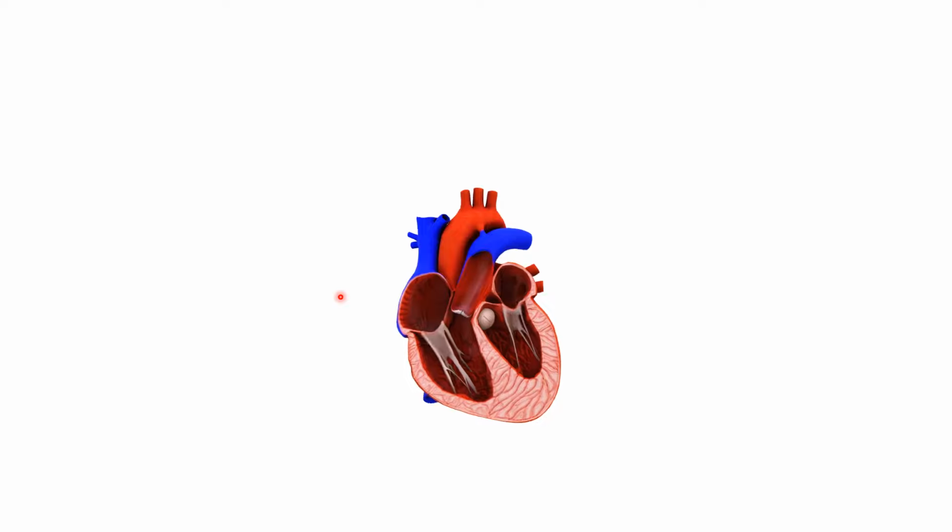So, like in tetralogy of Fallot, the aorta here will be overriding, and then the pulmonary artery will become stenosed, will become narrowed, and then the ventricle will become hypertrophied. And of course, we're going to see ventricular septal defect here. This is from the left side.